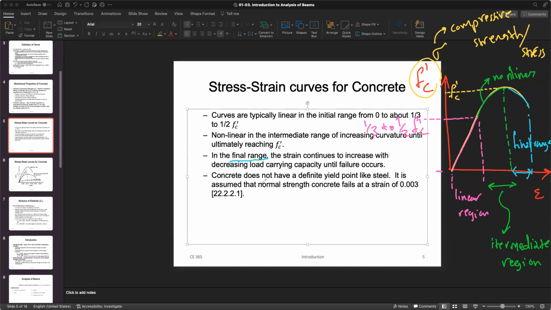Concrete does not have a definite yield point like steel. It is assumed that concrete fails at a normal strain of 0.003. This point is usually said to be 0.003, but it is not a definite number. That's an estimation for the final strength of concrete.